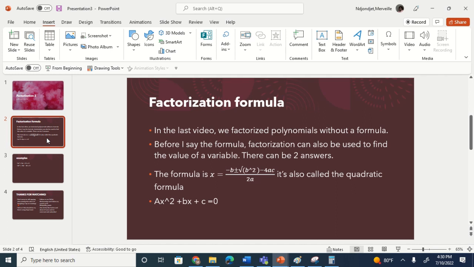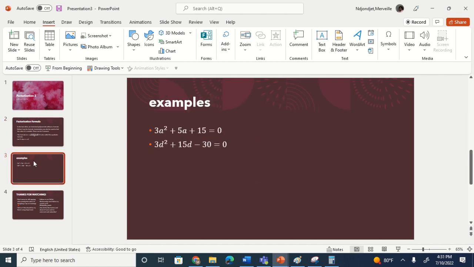So the formula is x equals minus b plus or minus the square root of b squared minus 4ac. It's also called the quadratic formula because when doing this, you have a polynomial and equate it to 0, and that's a quadratic equation. Now, I'm going to solve these polynomials using the formula.